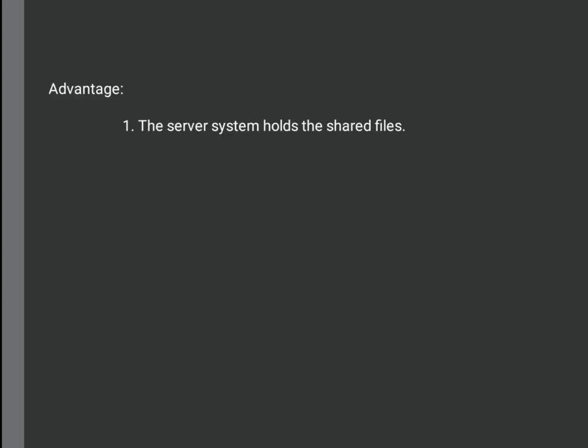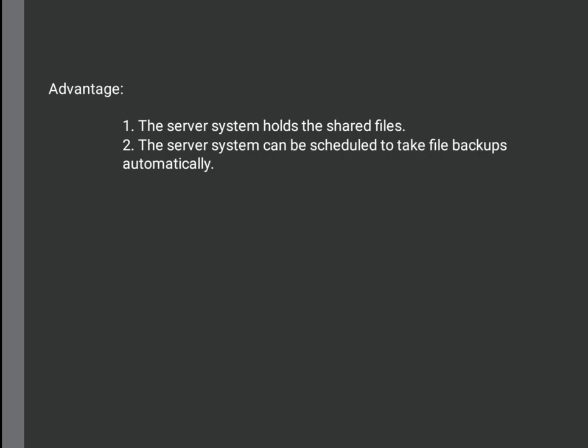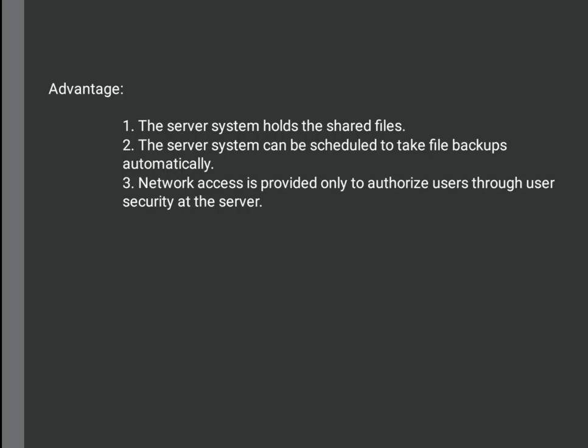The first is the server system holds the shared files. As we said, here it has centralized data. Second, the server system can be scheduled to take file backup automatically. It means we can set the server to automatically back up after every 15 days or every 7 days. We can schedule it for a backup. Then network access is provided only to authorized users through user security at the server. Here access management is also possible. Only authorized users will get access to the data.